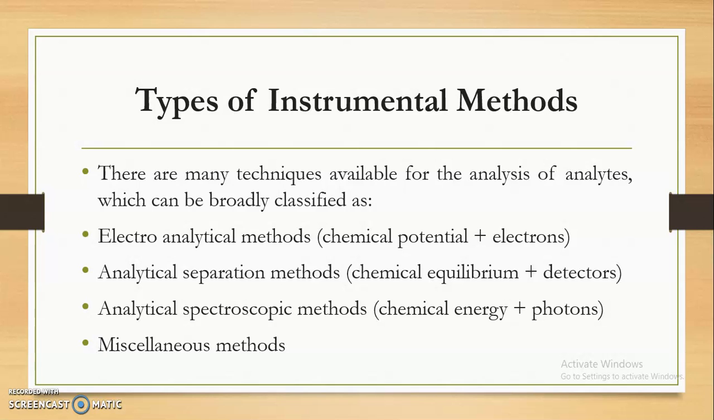Suppose I have a powder of XYZ drug. With the help of analytical spectroscopic techniques, we can determine the structure of that particular individual component, not a mixture. So if you have any pure substance, we can determine its structure by using the analytical spectroscopic method. That is the use of these analytical spectroscopic methods, and a few miscellaneous methods are there that we will discuss at the time of our lecture. So these are the various types of instrumental methods that are available.